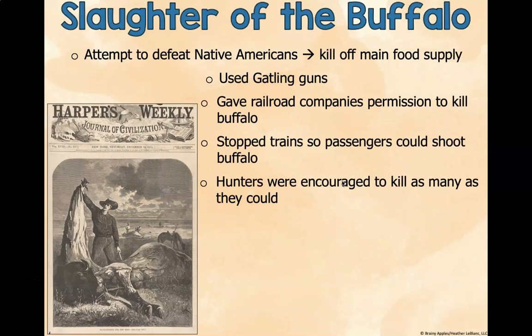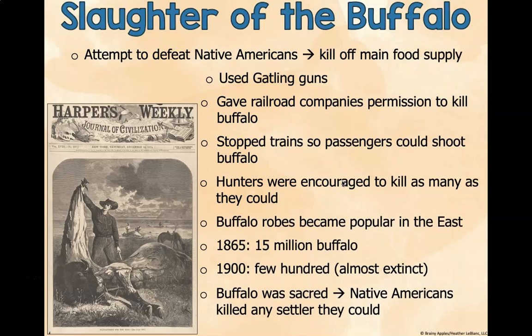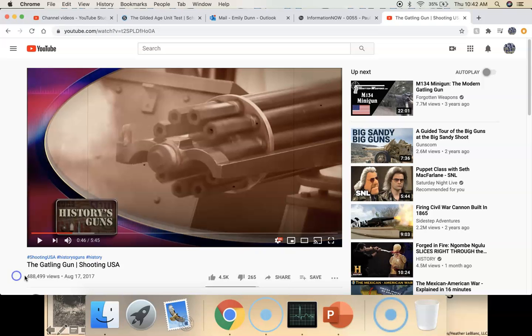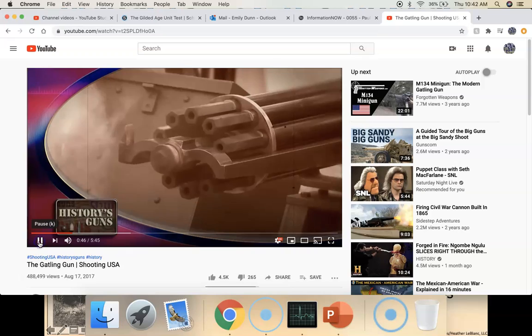Slaughter of the buffalo. All right, so an attempt to defeat Native Americans: they kill off the main food supply. If you've never seen a Gatling gun, let's pause for a second. I just want to show you this really quickly because this is a pretty intense weapon, but it is kind of one of my favorites as far as a military gun. So this is the Gatling gun, and I'll show you what it does.